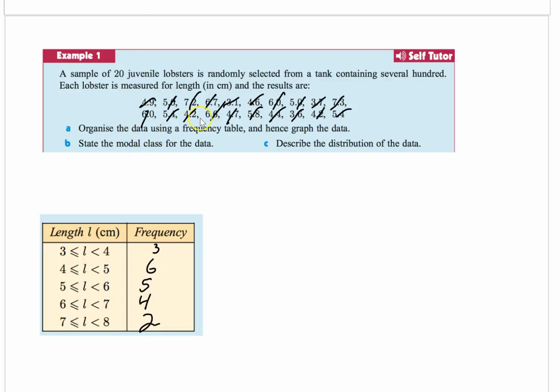Next, they want me to state the modal class. That's the one that happens most often. So you could look right here and just kind of tell, oh, it's between 4 and 5. There's the most of those. So that's the modal class.